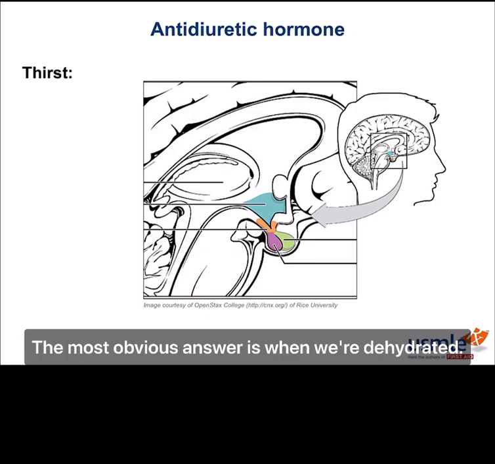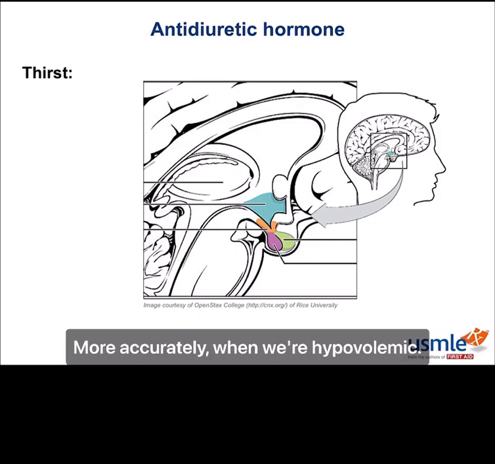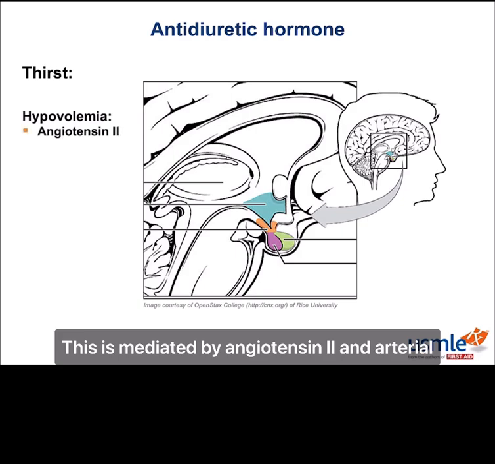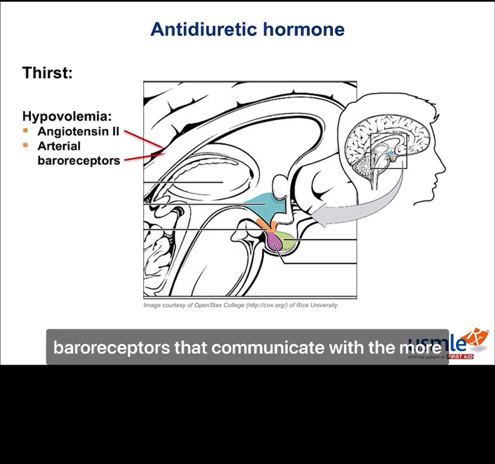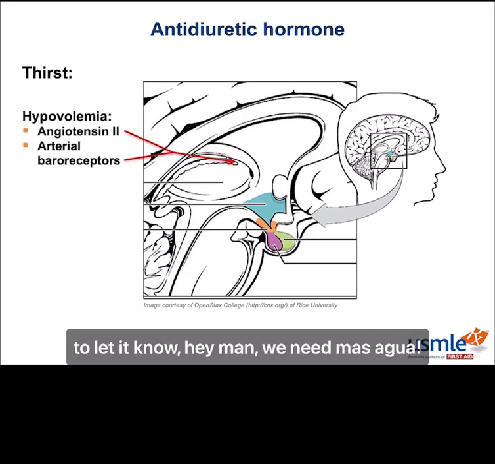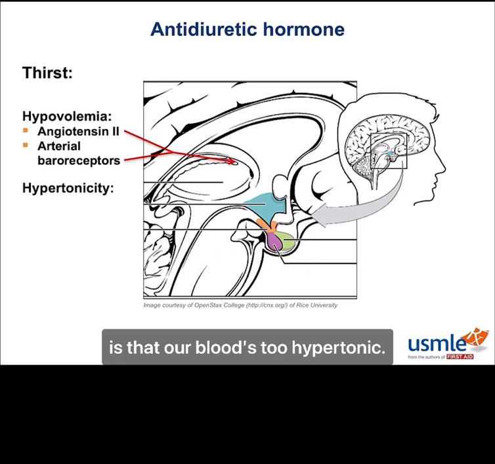The most obvious answer is when we're dehydrated. More accurately, when we're hypovolemic. This is mediated by angiotensin II and arterial baroreceptors that communicate with the more primitive areas of the brain to let it know, hey man, we need más agua. The less obvious reason to drink more water is that our blood's too hypertonic.